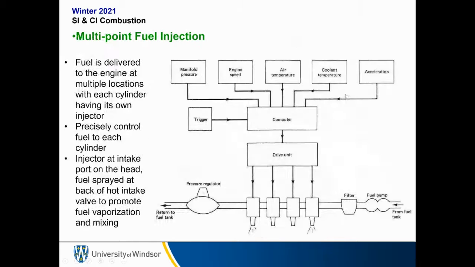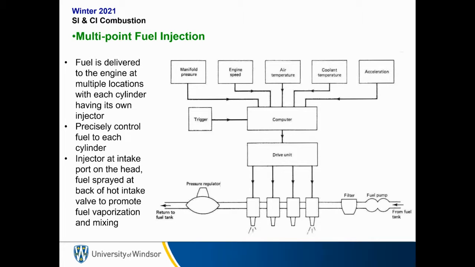So that's where multi-point injection comes in, where fuel is delivered to the engine at multiple locations, with each cylinder having its own injector. This way you can have precise control of fuel to each cylinder, which gives you much better control over the local air-fuel ratio. The injector is generally at the intake port on the cylinder head, and the fuel is sprayed at the back of the hot intake valve to promote fuel vaporization and mixing.